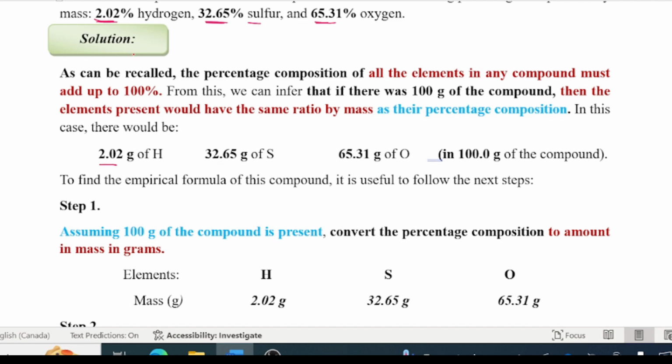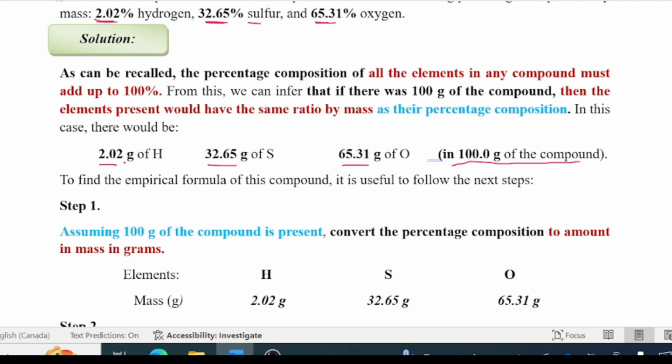So we change 2.02% to 2.02 grams, 32.65% to 32.65 grams, 65.31% is changed to 65.31 grams. That was what is going to be found for these in 100 grams of the compound. We want to know the ratio of the atoms in the compound.